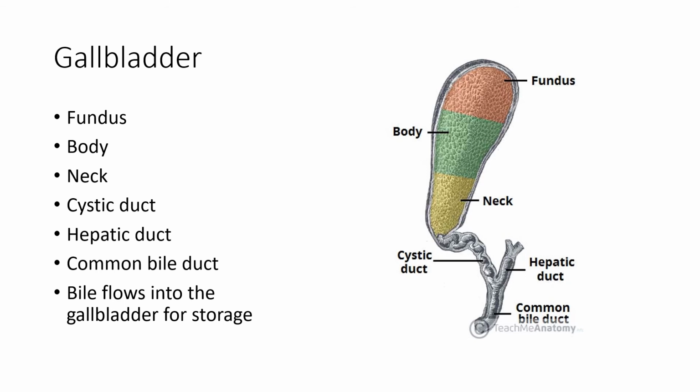All right. Here we are with the gallbladder. The gallbladder is going to have kind of these basic anatomical structures that make it up. So the fundus, the body, and the neck. What I do want you to make a really big note of is the cystic duct, the hepatic duct, and the common bile duct. This is going to be where we have bile coming into the gallbladder from the liver and then exiting the gallbladder into the small intestine.